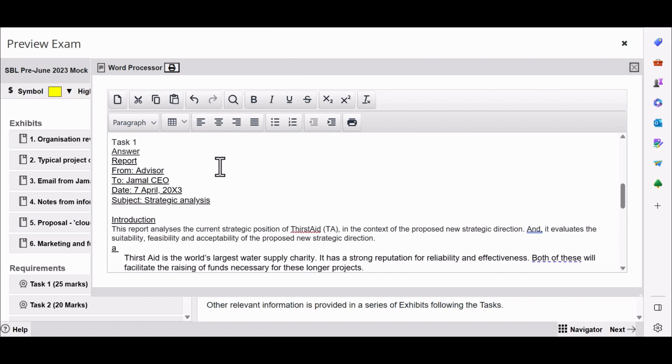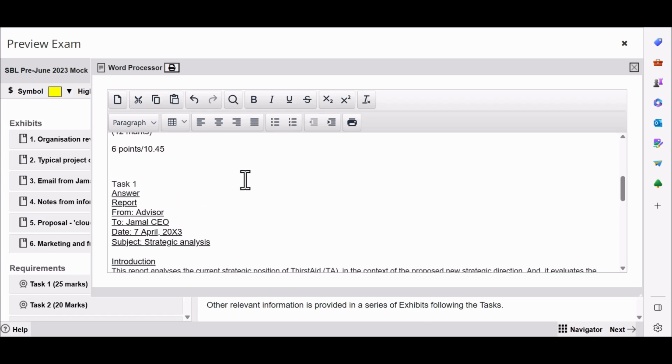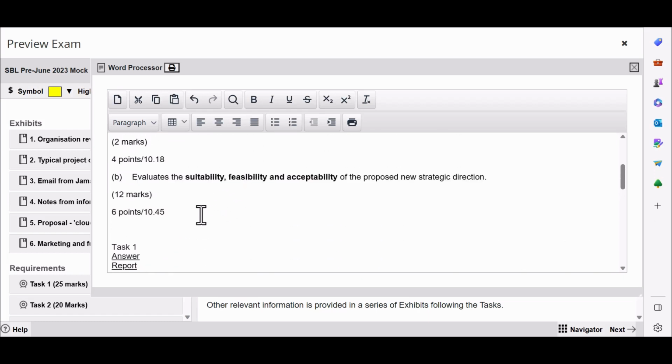All right, so now here we are. We've done our analysis, etc. We're ready to start answering the question. Let's start with task number 1. So what do we do? Well, first of all, we do it underneath our analysis of that task.